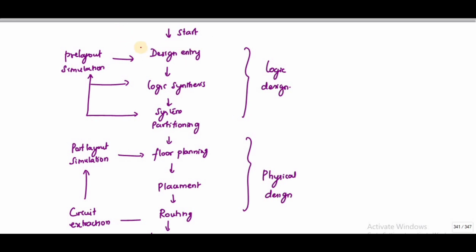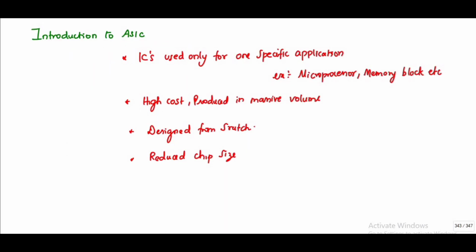So next, I will discuss the introduction to ASIC. Here we use the IC only for specific applications, like designing a microprocessor, memory blocks, etc. Since it is for a specific application, it is highly costly and it should be produced in massive volume in order to reduce the cost, and it has to be designed from scratch, that is, from the start, right? Since we are using it for a specific application, it has a very small chip size.